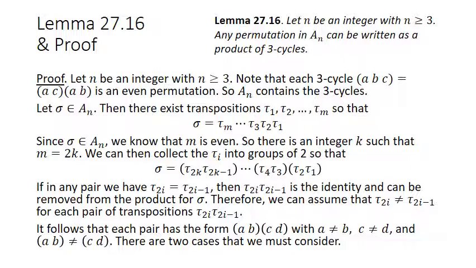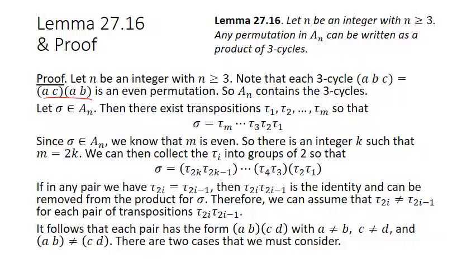Note that each 3 cycle (A B C), which can be written as (A C)(A B), is an even permutation. So 3 cycles are already even permutations. So A_n must contain all of the 3 cycles. It's the same as what we just argued on the last activity, because they can all be written in the form of an even number of transpositions. Okay, so now let sigma be an element of A_n.